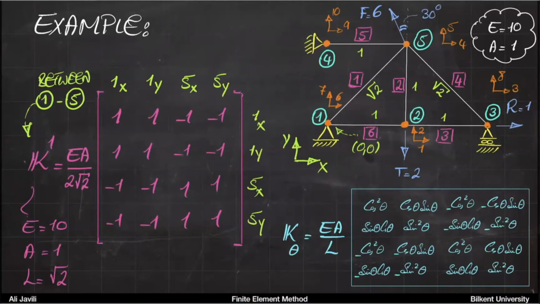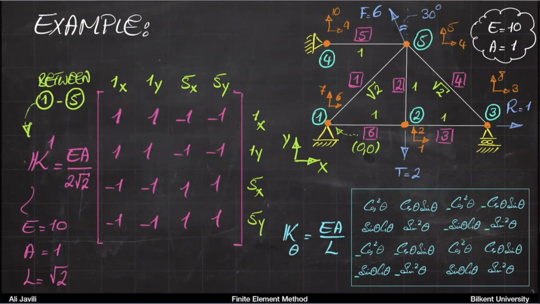This 1 that you see here is the stiffness of X direction of node 1 against Y direction of node 1. Okay, so it's the same game that we played before.